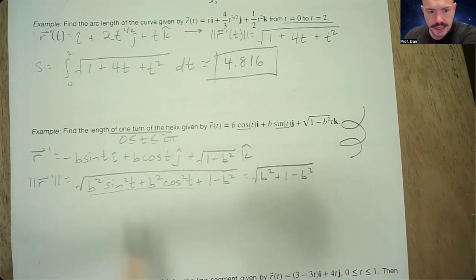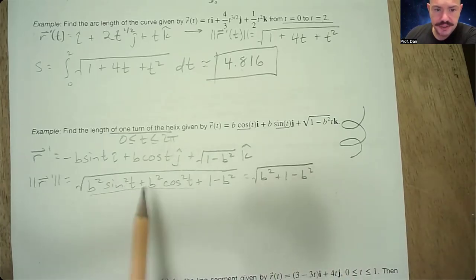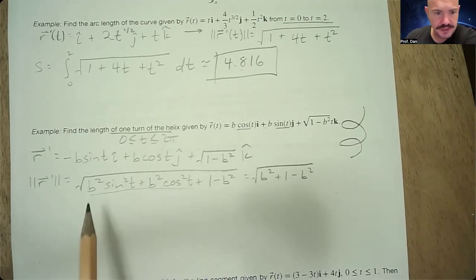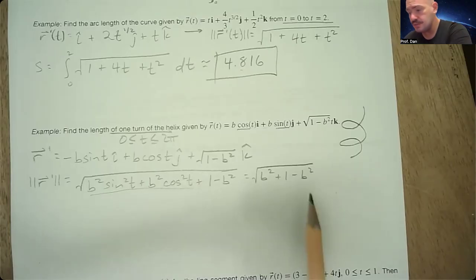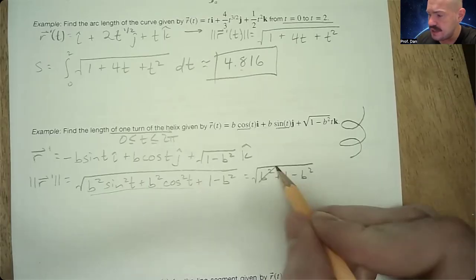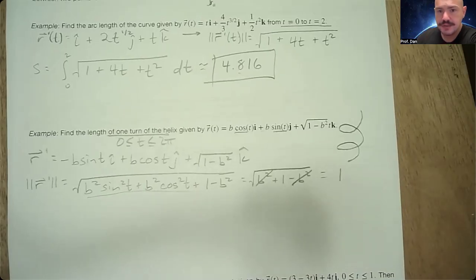Because we can factor b squared out, that leaves behind sine squared plus cosine squared, which, as we know, is equal to 1. So this is b squared times 1, which is b squared. So now if I simplify even further, I see that these two terms will subtract out, and we're left with 1. So the magnitude of r prime is 1. Look at that. It's a unit vector. Pretty fun.